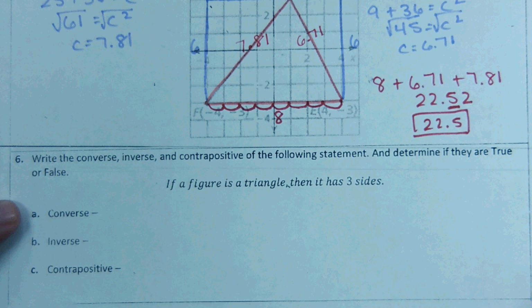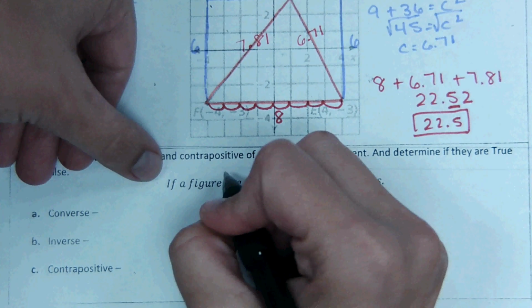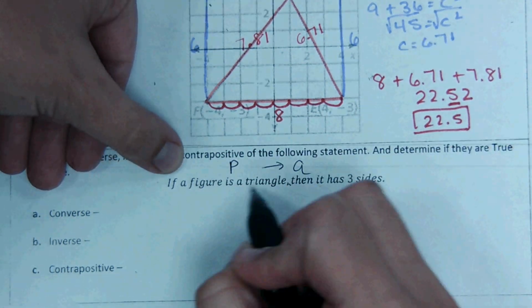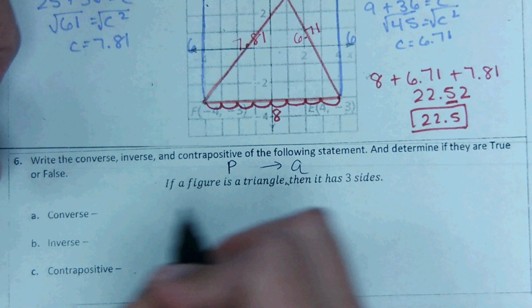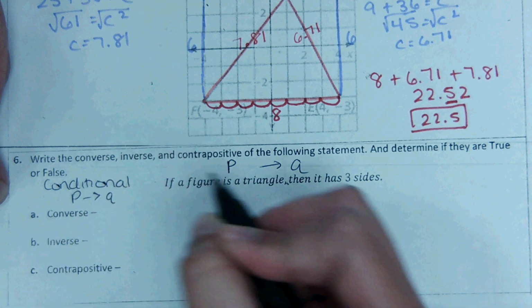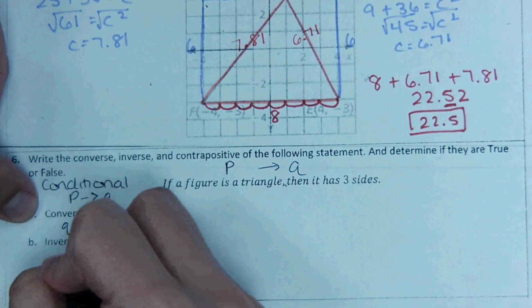Next, write the converse, inverse, and contrapositive of the following statement and determine if they are true or false. Wait, what the heck is it talking about? If you took geometry 2 years ago, you probably don't even remember this because it wasn't part of the curriculum 2 years ago. So P to Q right here, the conditional statement is P to Q. So that would be hypothesis, conclusion.